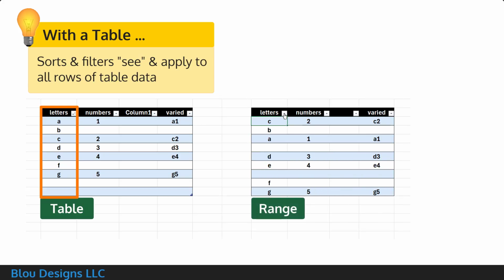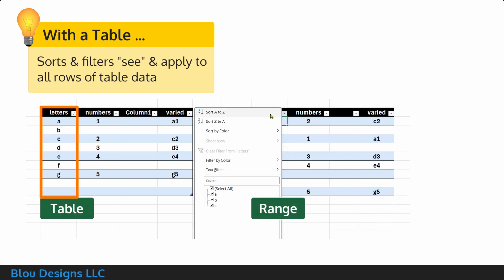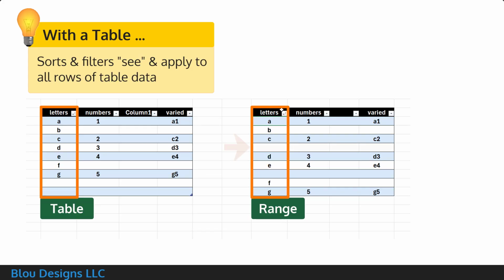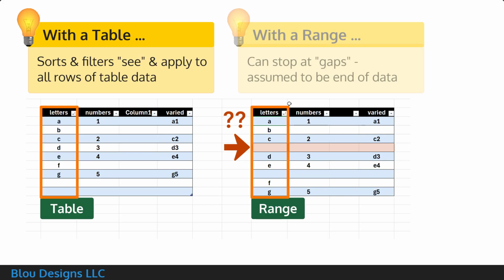Applying the same sort to the normal range on the right, Excel does not include the data after the fourth row, which is a completely empty row, just the data above it. Why did this happen? Well, when your data is in a range rather than an Excel table, Excel has to make assumptions about where it thinks the data begins and ends.